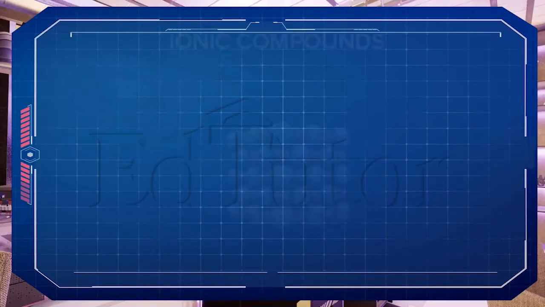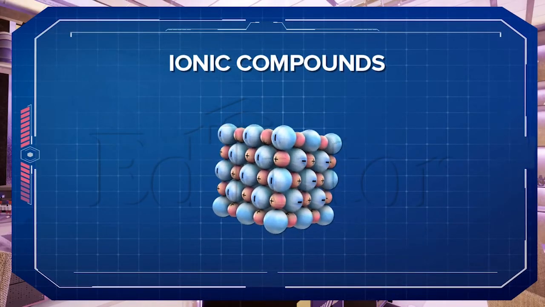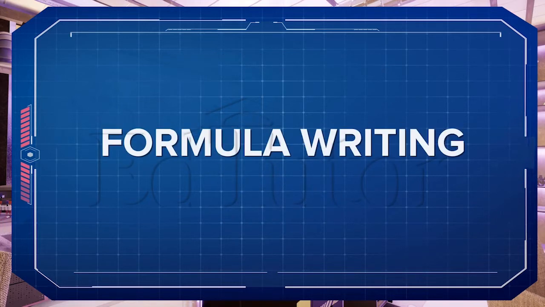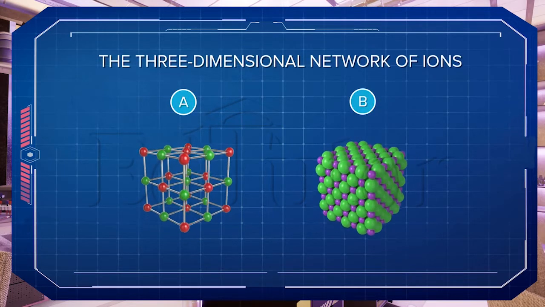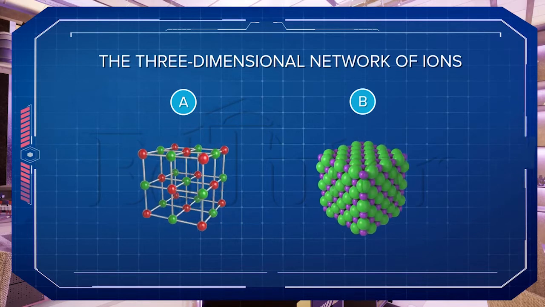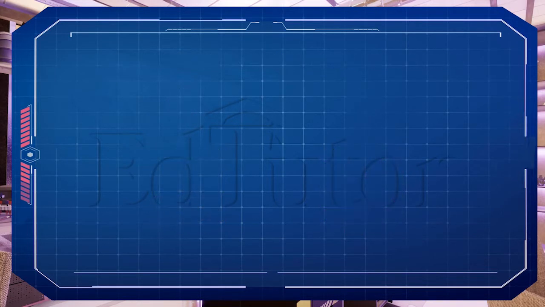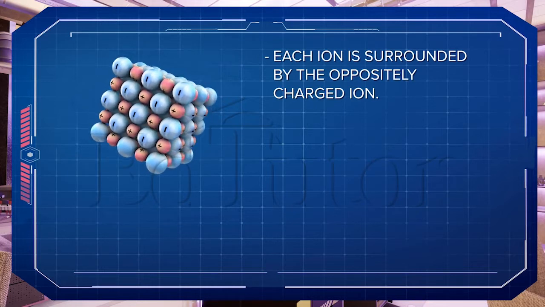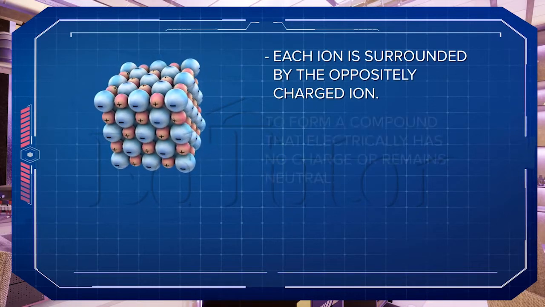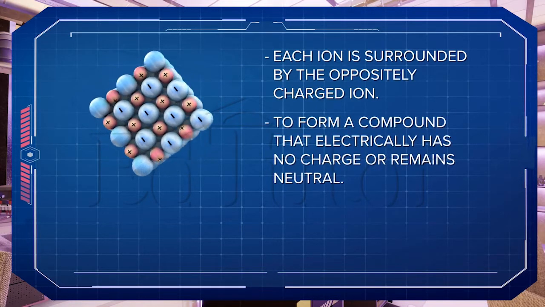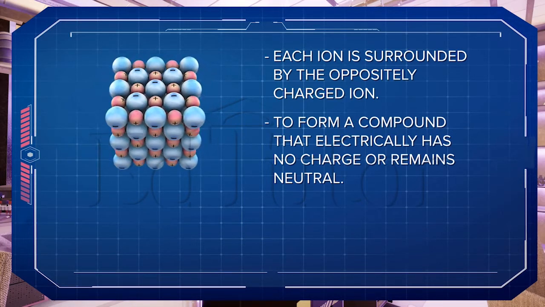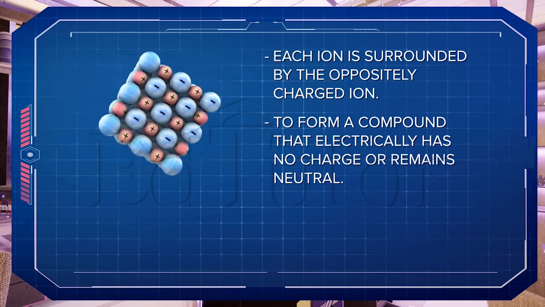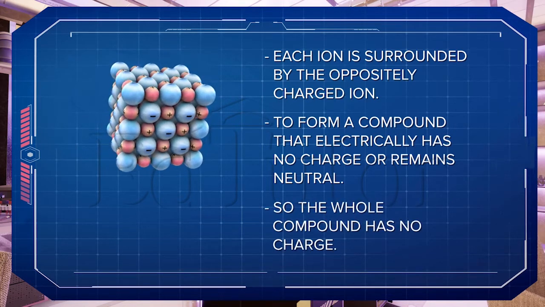CH2O. Let's now talk about the ionic compounds. Since you are already familiar with formula writing, did you also know that these ionic compounds occur in three-dimensional network of ions? In that network, each ion is surrounded by the oppositely charged ion in a way that it forms a compound that electrically has no charge or remains neutral. Essentially, the whole compound has no charge.